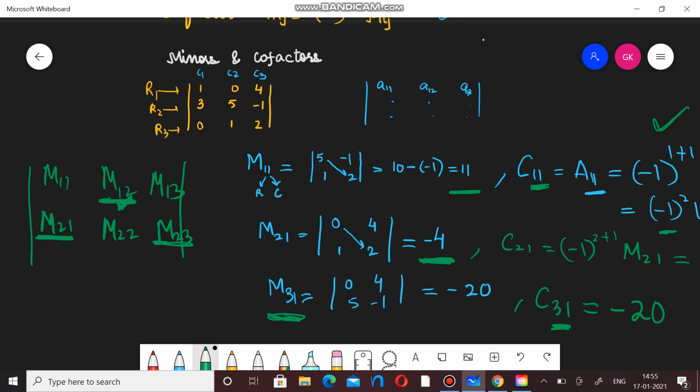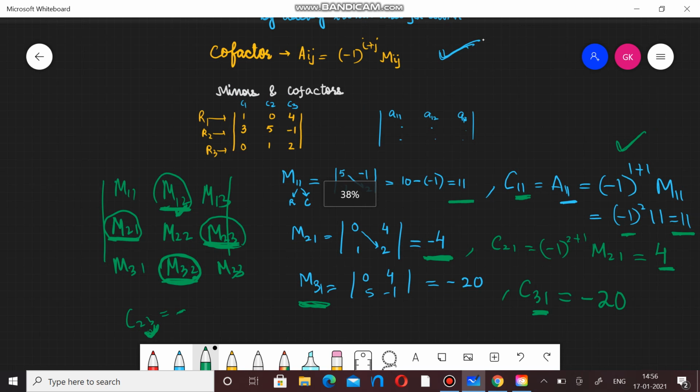2, 3, again extra negative. Then 3, 1, 3, 2, 3, 3. So if you are going to find out the cofactors, for this element M23, if you are going to find out the cofactor for C23, you will get one extra negative sign, because 3 plus 2 is 5, which is odd, so you will get an extra negative sign.